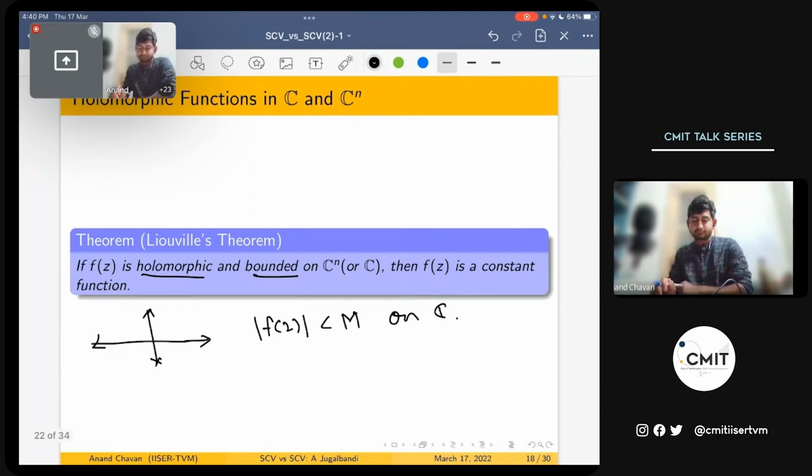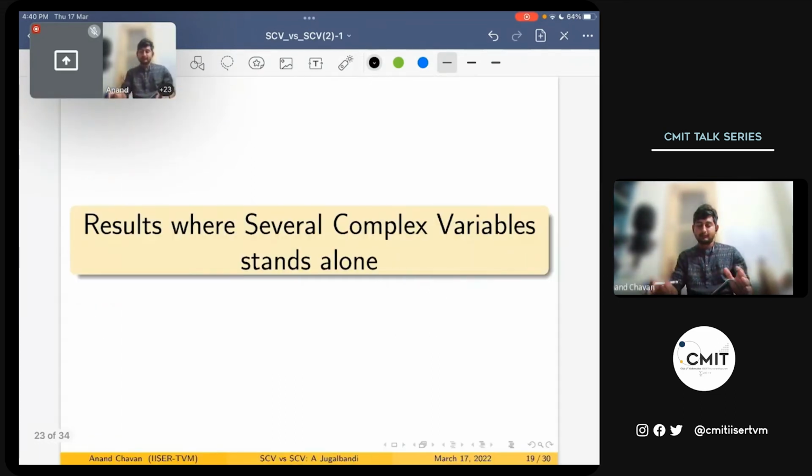Now, let's see where the several complex variable stands alone. I mean, there are results which are true only in several complex variable.